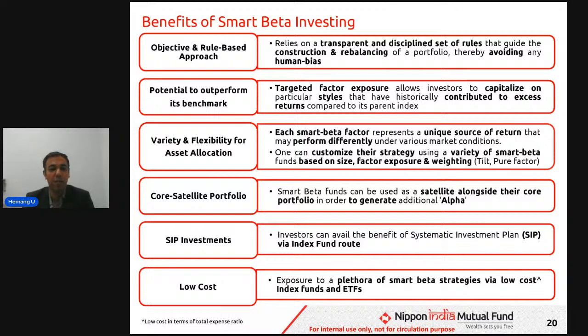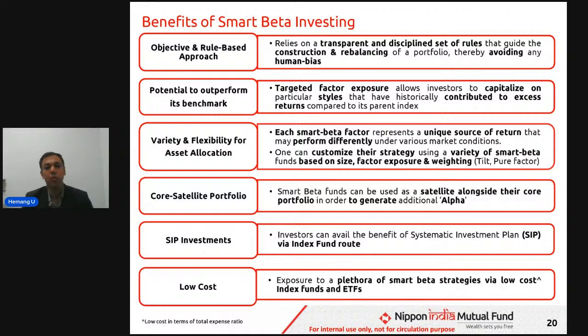Third is, like I showed you, 7 factors, so you have a flexibility of going into whichever factor suits you best based on your particular interest of return, your aspiration, your risk profile. You can take multiple exposures to maybe different types of factors here, right?